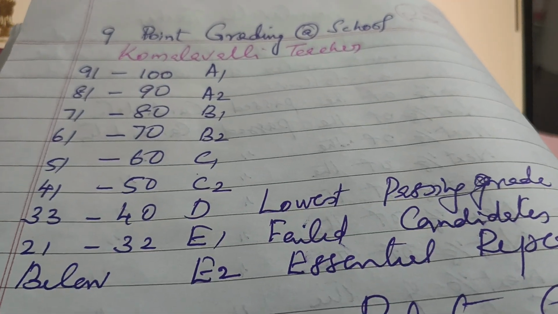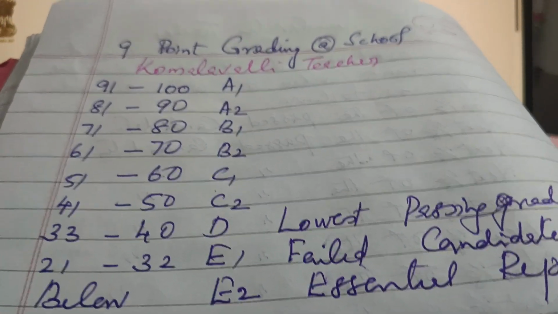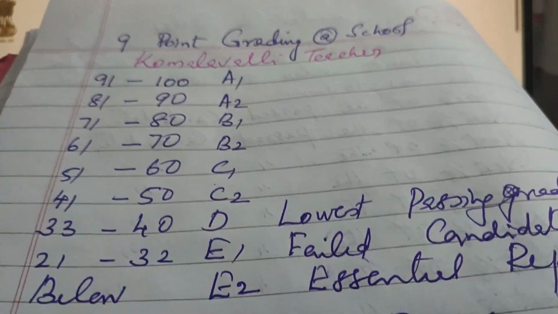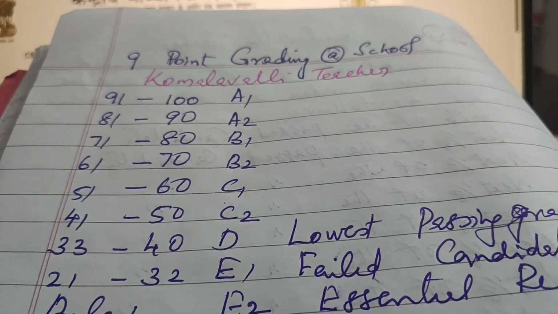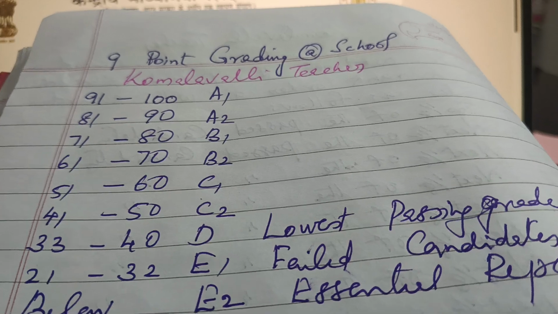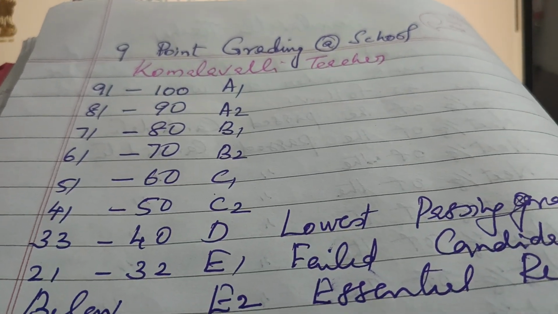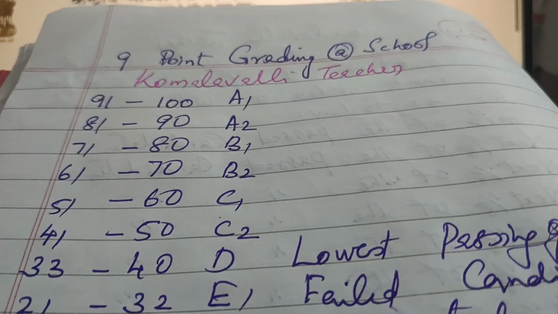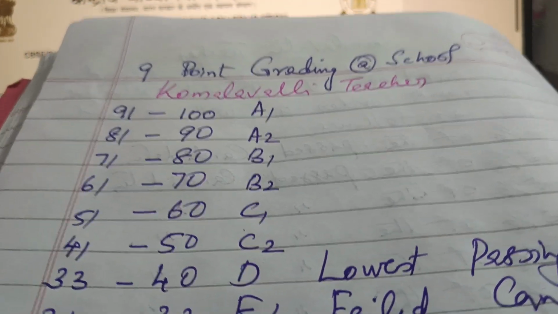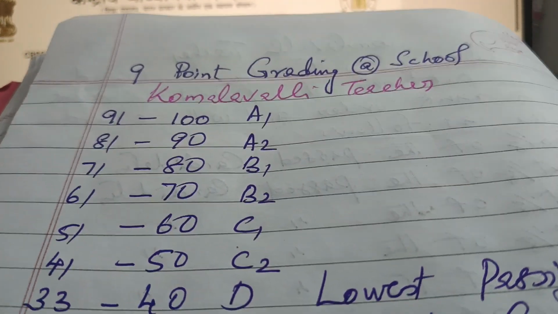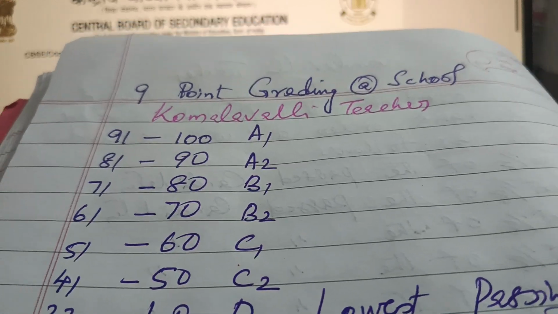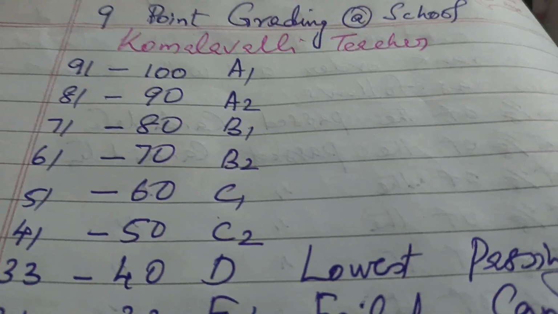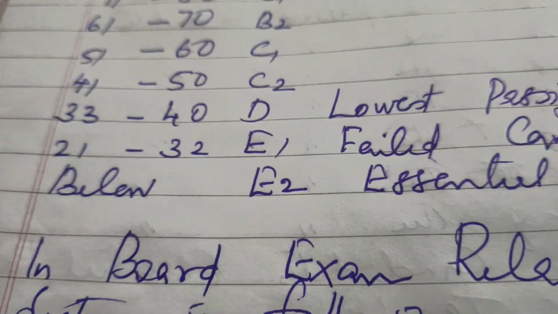I will tell you how to write it in another way. Just understand below 21, that way you can write. Then 21 to 32 E1. After 32 comes 33. 33 to 40 D. After 40 comes 41. 41 to 50 C2. Then 51 to 60 C1. 61 to 70 B2. 71 to 80 B1. 81 to 90 A2. Then 91 to 100 A1. So 91 to 100 is the highest grading.